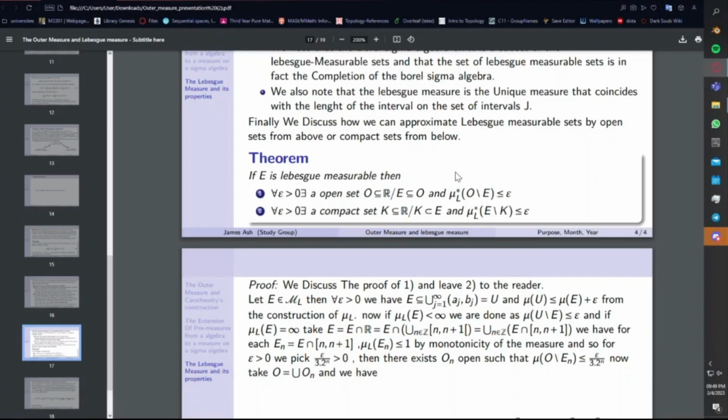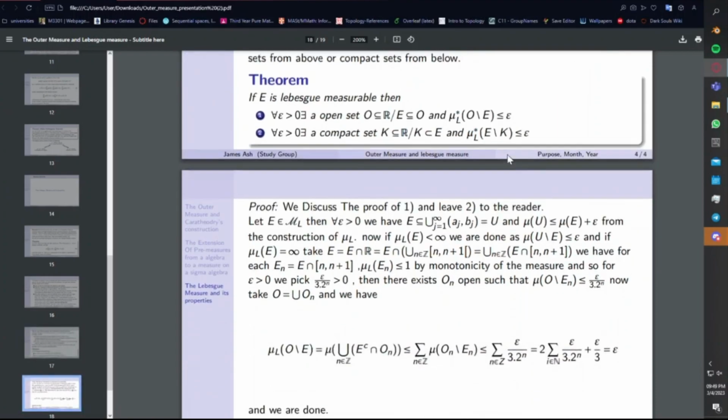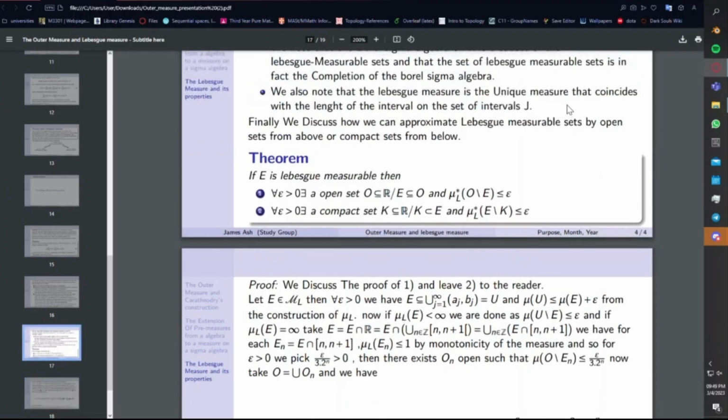So, okay, I'm going to mention this again. This is the Lebesgue measure, not the outer measure. This is a mistake in LaTeXing. So, I'm going to go over the proof of one.